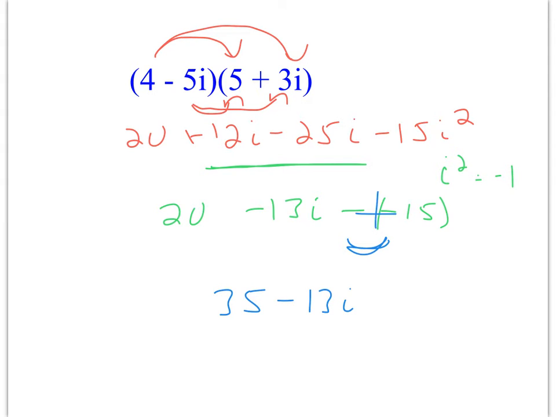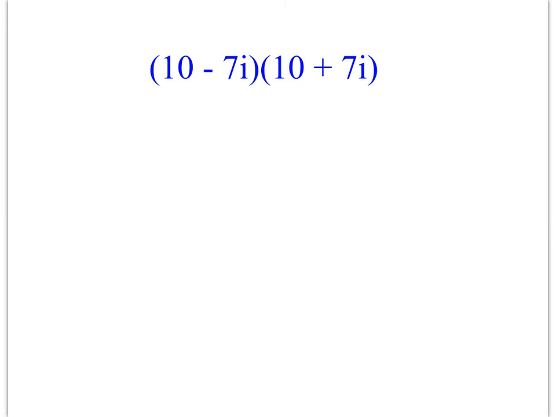And that is my answer, my complex number in standard form, where 35 is my real part and negative 13i is my imaginary component. Okay, you guys try this one on your own. FOIL that out, get your answer, and write it in standard form.